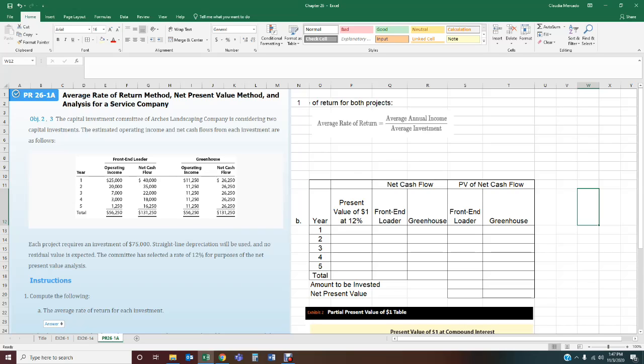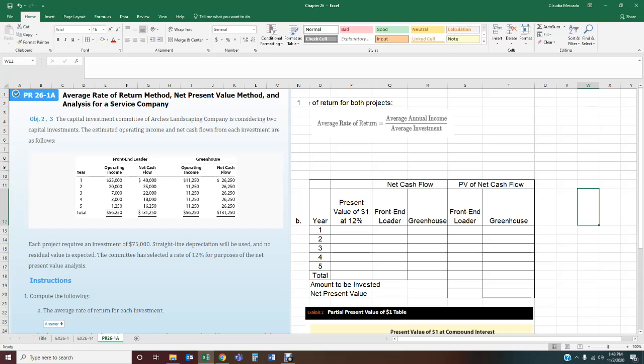Now, this is a very interesting problem because they have two options, the front end loader and the greenhouse. Both options are for 5 years, so they're very comparable projects. Both projects are going to give you operating income of $56,250, and you're going to have net cash flows of $131,250. So you're going to get the same income and the same cash flow for both projects, and they're both for 5 years. So now you have to decide, using this information provided, which one is the best option for us.